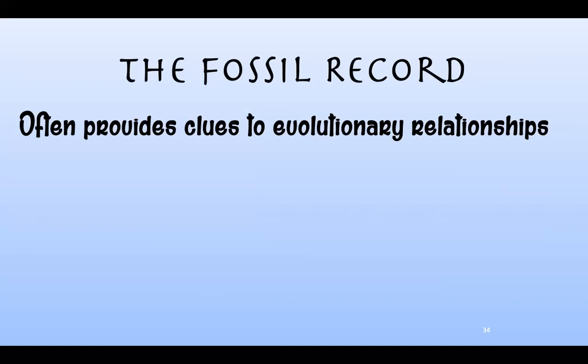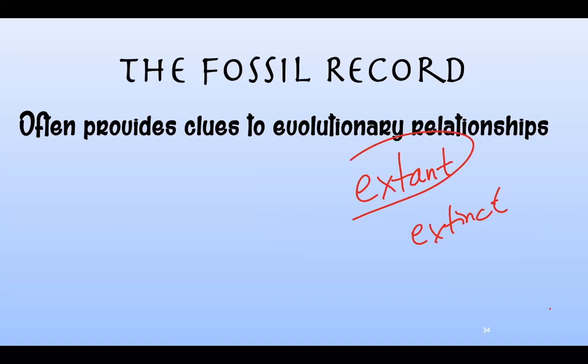When you look at the fossil record in a particular geographical area and you compare it to extant, or currently living, species, you all know what extinct means, right? They don't exist anymore. The opposite of extinct is extant. It might be like an SAT word. Extant is the opposite of extinct. So these are currently living organisms.